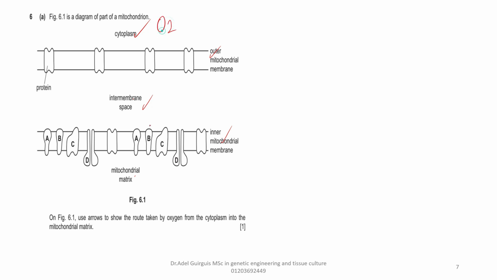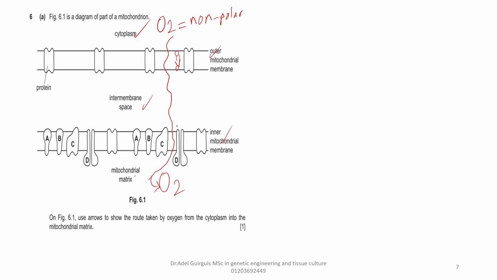How does oxygen reach the matrix? What about its route? As we know, oxygen is a gas. Oxygen is a non-polar molecule with no charge, so it easily passes through the phospholipid bilayer of both the outer and inner membrane of the mitochondria. So it passively diffuses across the membrane. No need for what? For carriers or transport proteins or channels.